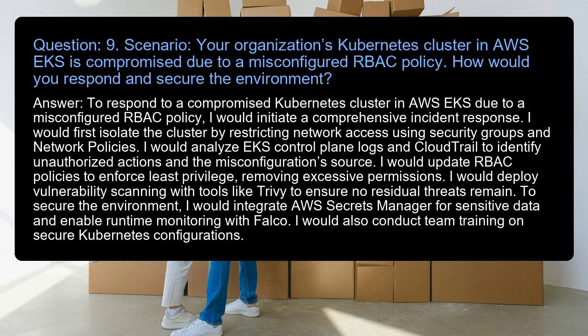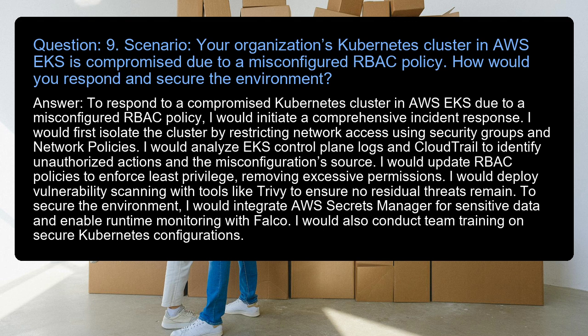Question 9. Scenario: your organization's Kubernetes cluster in AWS EKS is compromised due to a misconfigured RBAC policy. How would you respond and secure the environment? Answer: to respond to a compromised Kubernetes cluster in AWS EKS due to a misconfigured RBAC policy, I would initiate a comprehensive incident response. I would first isolate the cluster by restricting network access using security groups and network policies.